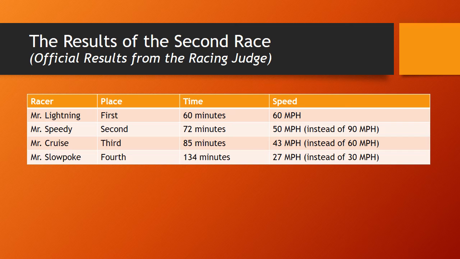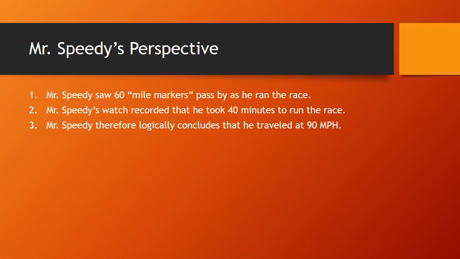But at least the racers are in the proper sequence, and the times, given that Mr. Lightning finished in 1 hour or 60 minutes, all seem like they might follow from that starting basis. The results show that each of the finishers after Mr. Lightning actually ran the race slower than they had stated on their entry form. But, and this is important, that is from the perspective of the racing judge, or anyone else standing firmly on the ground during the race.